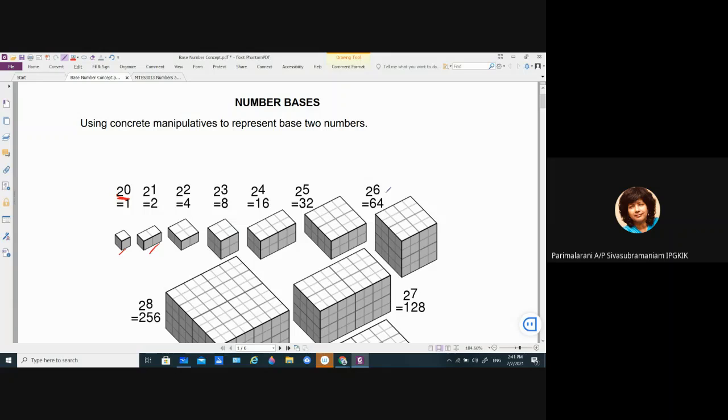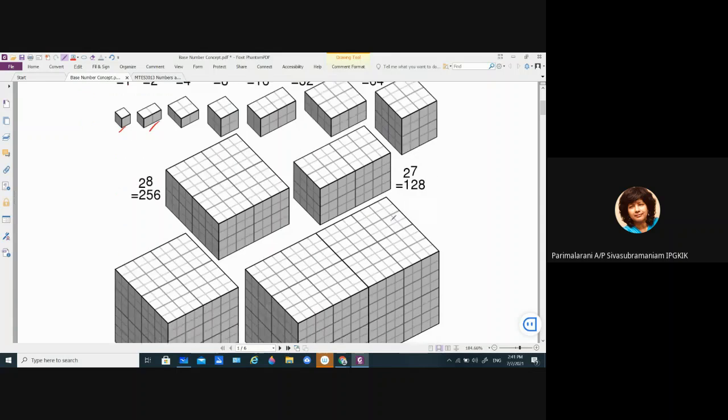So we can see 2 to the power of 6 is 64. But in 64, we can see two sets of 2 to the power of 5, or two sets of 32. In 32, there are two sets of 16, or four sets of 8. This is how we represent numbers concretely.